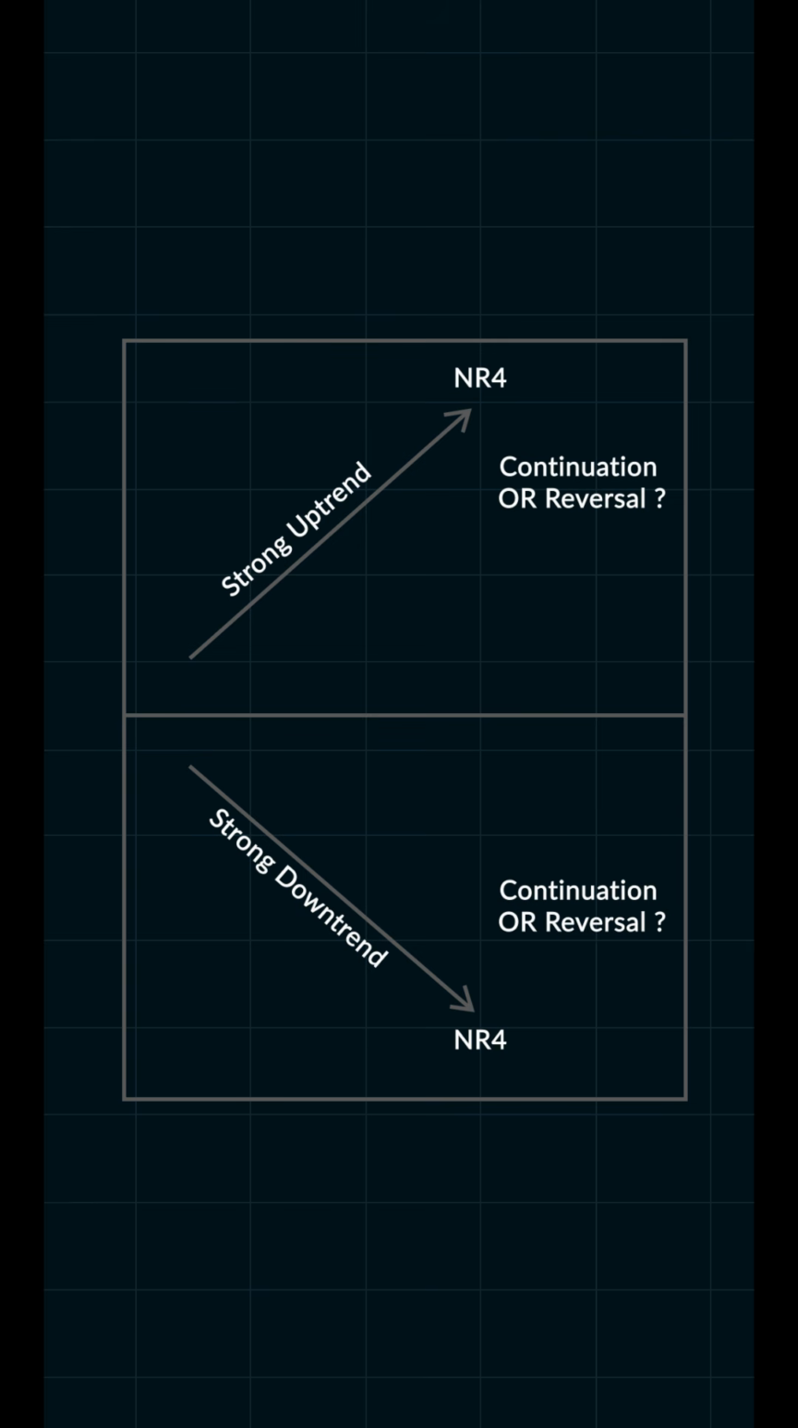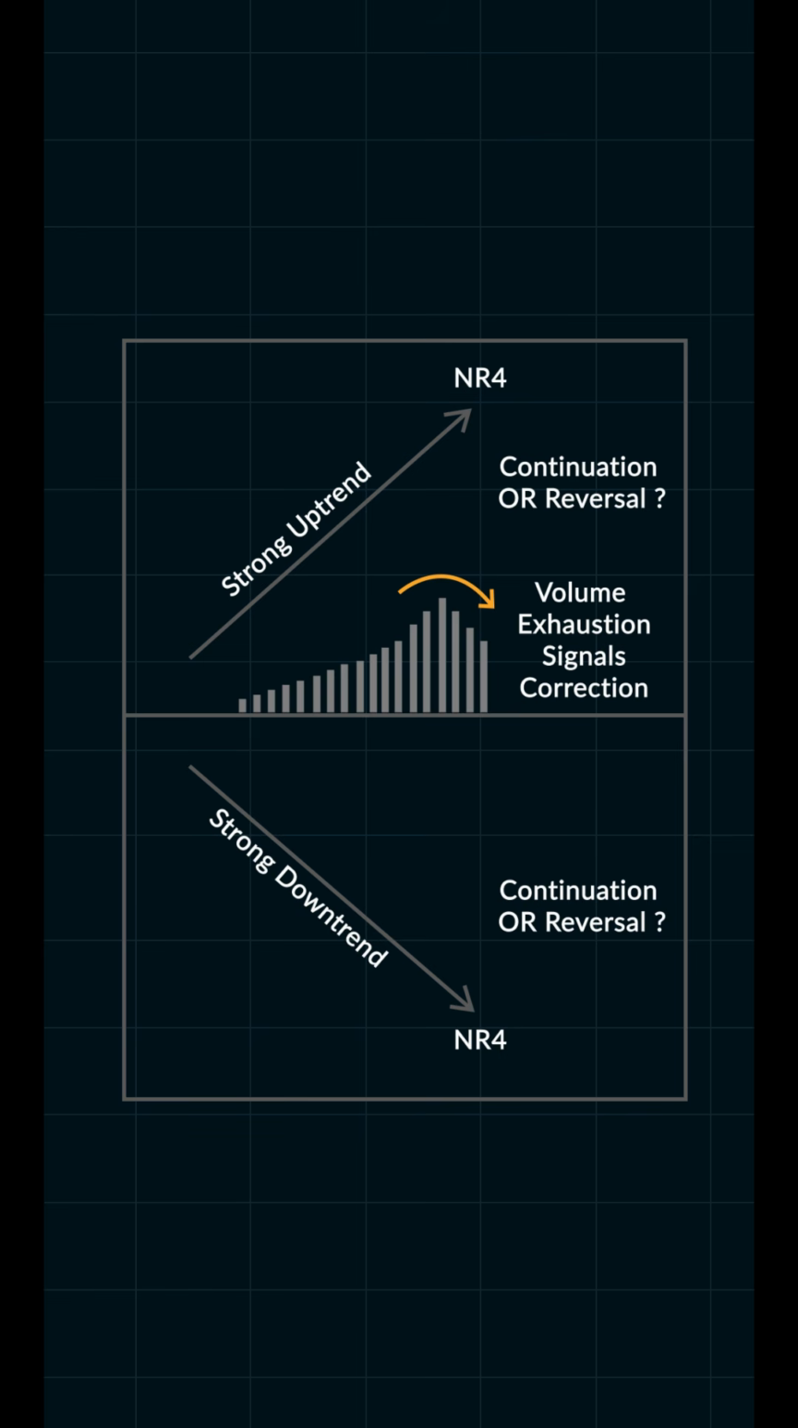One other signal you can look out for is where the volume has peaked in the last few bars prior to the narrow range bar. This could be a signal for exhaustion, and in that case you may want to be cautious and only trade on the side of the correction.